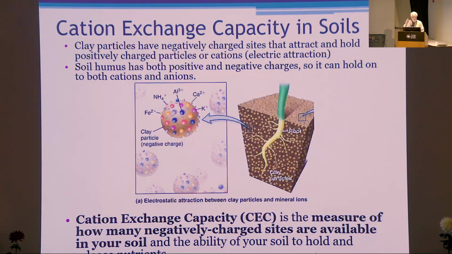It's electrostatic attraction. Humus has both positive and negative charges, so it can hold on to not only cations, but also anions. When you see the cation exchange capacity listed on your soil test, what it's doing is measuring the total negative charges in your soil, which is an indication of the maximum number of cations, positively charged minerals, that your soil can hold, and that's what that is a measure of.